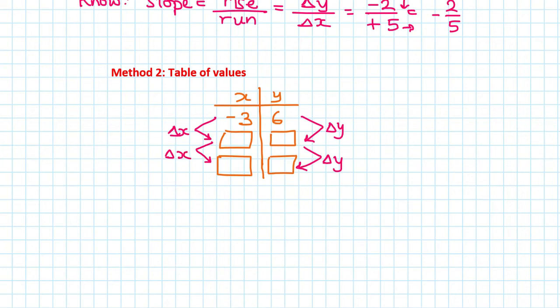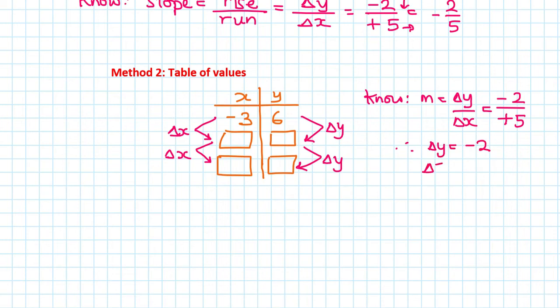So what do we know from our question? We do know that our magnitude, which is our slope, is equal to our change in y divided by our change in x, and this change in y is -2 and our change in x is +5. So we know therefore that our change in y is equal to -2 and our change in x is equal to +5. So we're going to use these to determine what the other values are.